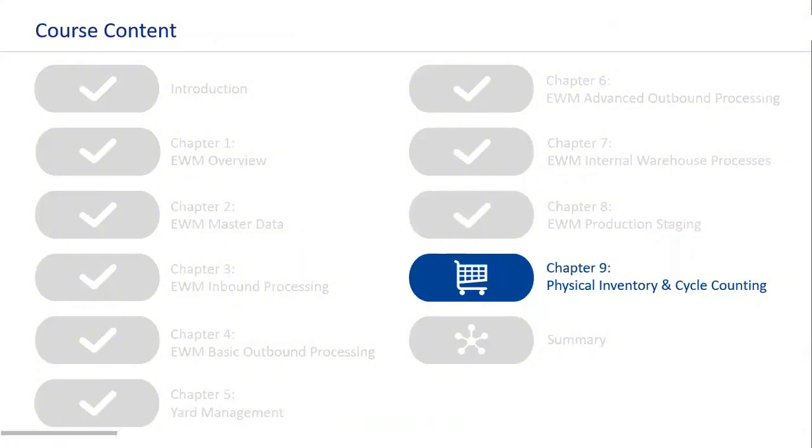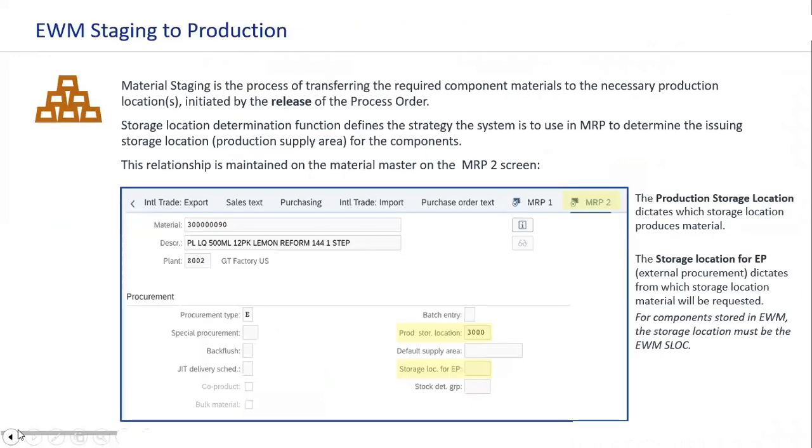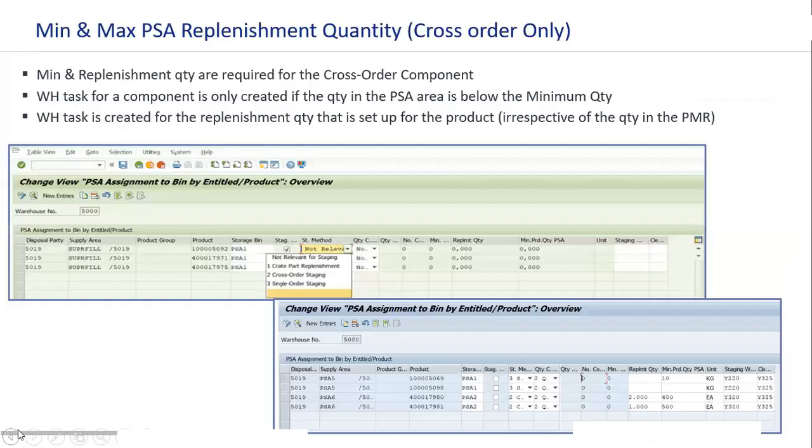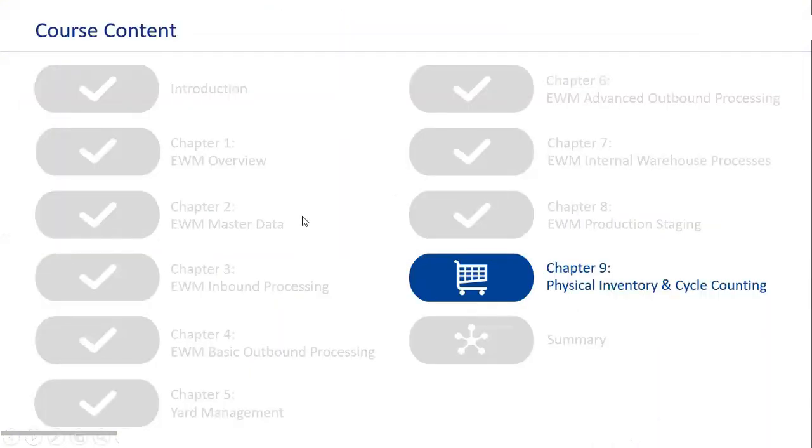So, any questions before we move on to the final chapter? What's PMR? What's PMR that you've just been mentioning? It's a production material request, which is generated on the back of the process orders being released. Okay. Happy with that, Paul? Yeah.